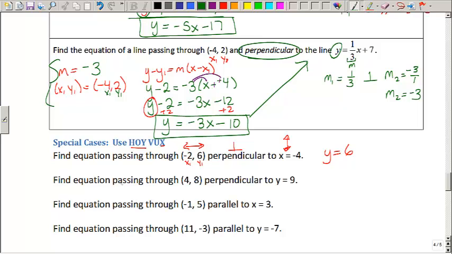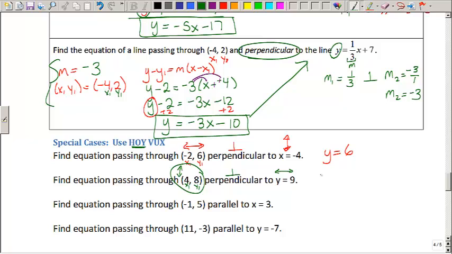The next problem says find an equation passing through the point 4, 8. Again, that's my x1, y1. This problem is also perpendicular, but it's perpendicular to y equals 9. Well, what does y equals a number look like? Y equals 9 is a horizontal line because my HOI says horizontal lines have 0 slopes and look like y equals a number. So I know y equals 9 is a horizontal line. What's perpendicular to a horizontal line? Well, a vertical line. So I need a vertical line that goes through 4, 8.